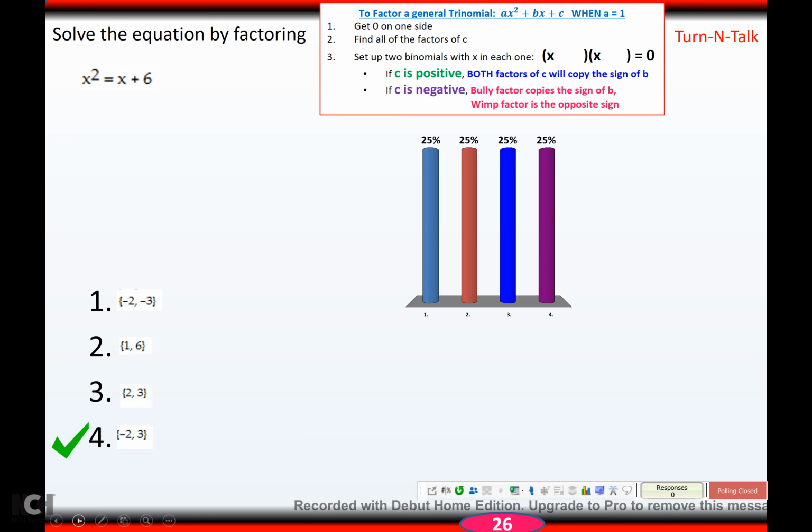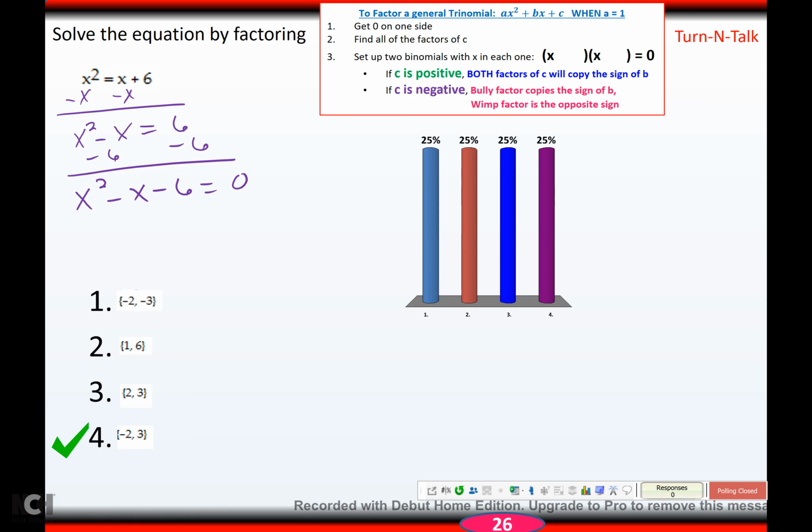And we're back. Hopefully you got -2, 3. If you didn't, let's look at why. I have to get 0 on one side, so I'm going to minus x. That gives me x squared minus x equals 6. Minus 6, minus 6, I get x squared minus x minus 6 equals 0.